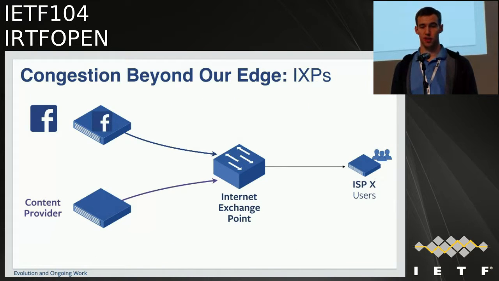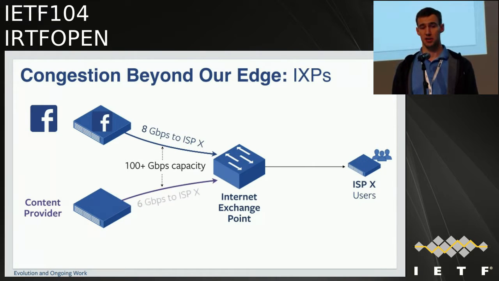But they also create a key challenge, and to see why, let's take a look at this example. In this case, both Facebook and this other content provider have hundreds of gigabits per second of capacity to this internet exchange point switch. In this case, Facebook wants to send 8 gigabits per second of traffic to those end users, and the other content provider 6 gigabits per second. Now, the problem here is that ISPX, they only have 10 gigabits per second of capacity. And as a result, we end up with the same problem that I illustrated earlier. Demand here is greater than available capacity. We're ending up with congestion and packet loss.